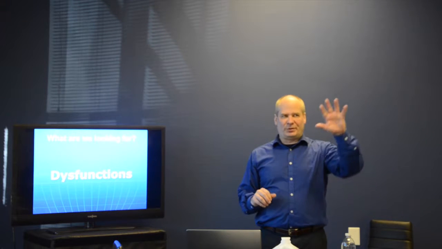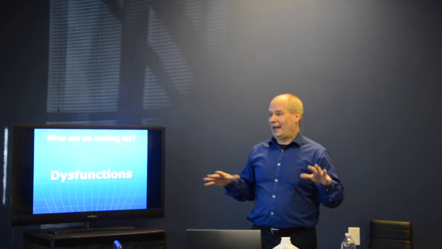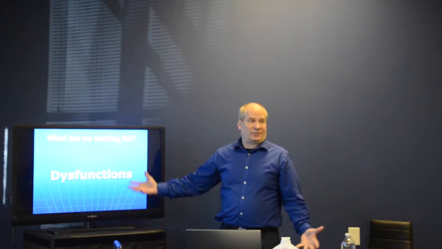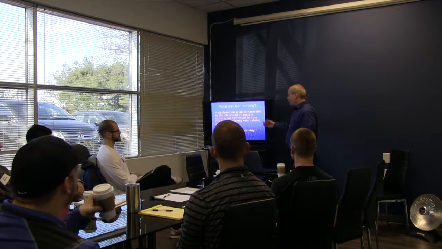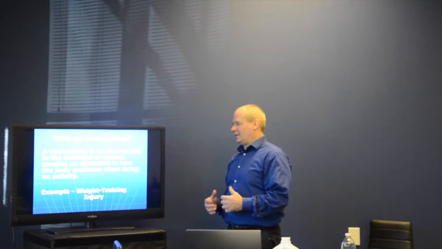So most of the people that are on the gym floor, in fact, pretty much everyone sitting in this room has different issues. And they're basically called dysfunctions. And a dysfunction is an abnormality in the structure of the system causing an alteration in how the body performs when doing an activity. An example is a weight training injury.